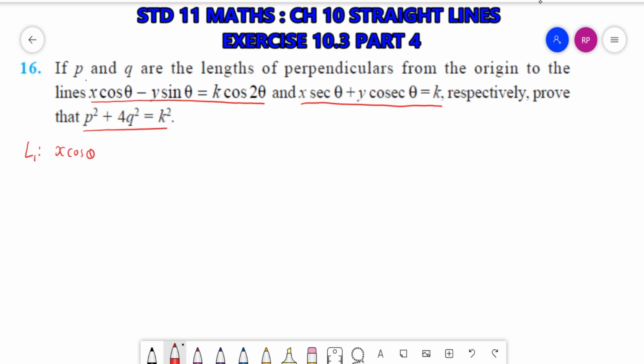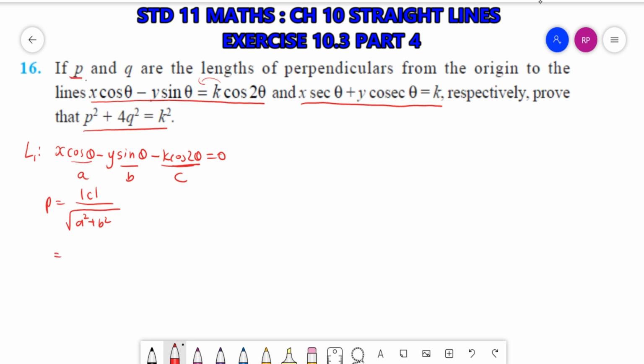x cos theta minus y sin theta. Let's take it on the other side. Minus k cos 2 theta equal to 0. This is A, this is B, this is C. Right? If I compare it with ax plus by plus c equal to 0, this will be A, B and C. So now the formula for perpendicular distance is equal to modulus of c upon under root of a square plus b square. So here the perpendicular distance from origin, it's given p from first line.